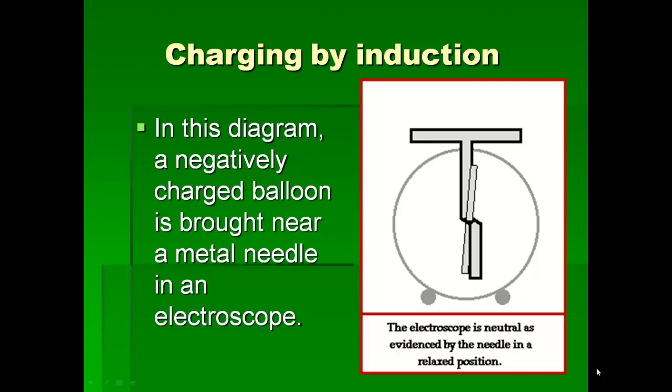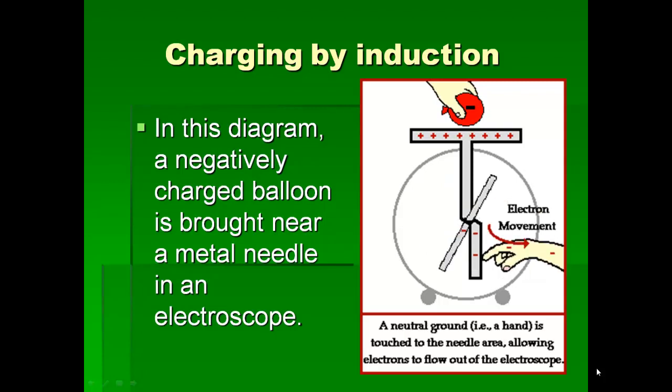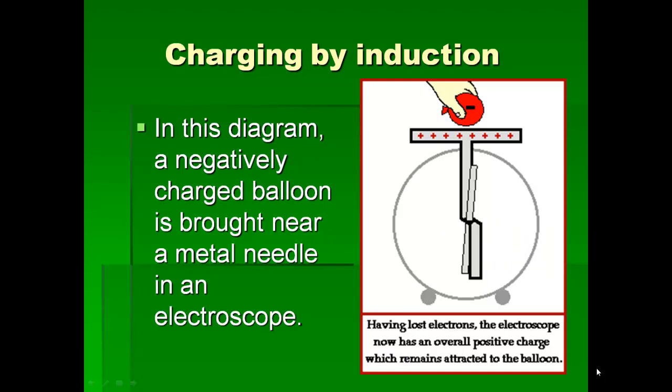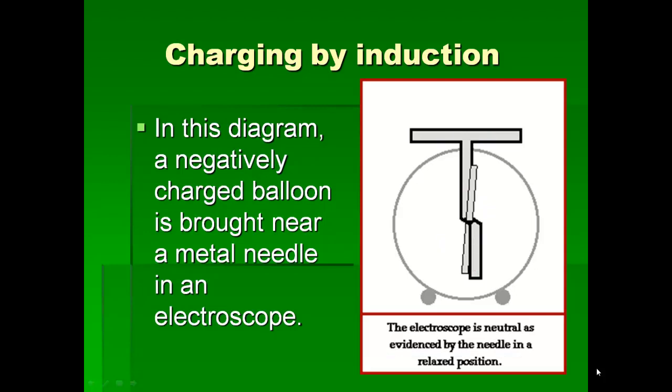So in this diagram you see here, we have a negatively charged balloon that we've brought near a piece of metal that's part of a device called an electroscope. An electroscope consists of essentially two pieces of metal, one that doesn't move, and then a movable piece that's some type of needle, piece of aluminum foil, or something like that.